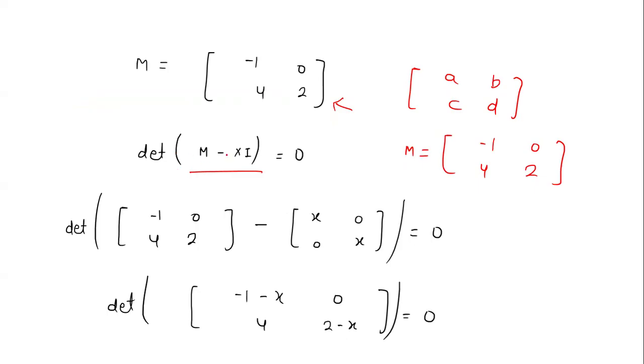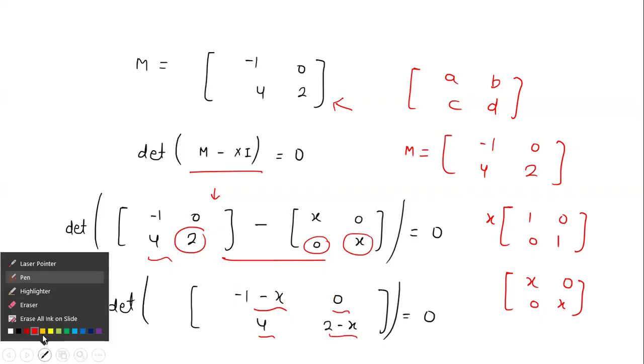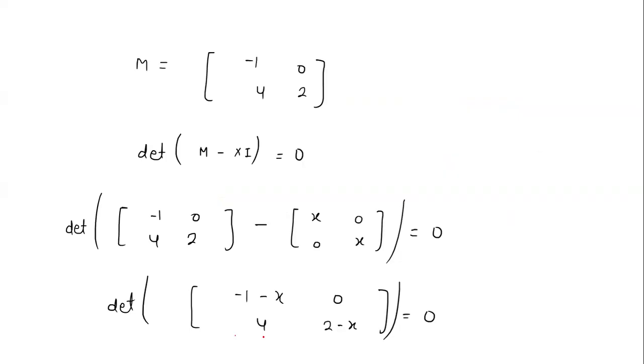And now you can find out the determinant of this M minus xI. So the identity matrix is this, and you multiply this by x, which is some number. So this matrix will come in this form. And if you subtract, in this M minus xI matrix, you will get minus 1 minus x. 0 minus 0 is 0. 4 minus 0 will give us 4. And 2 minus x will give us 2 minus x. So this is your final M minus xI matrix.